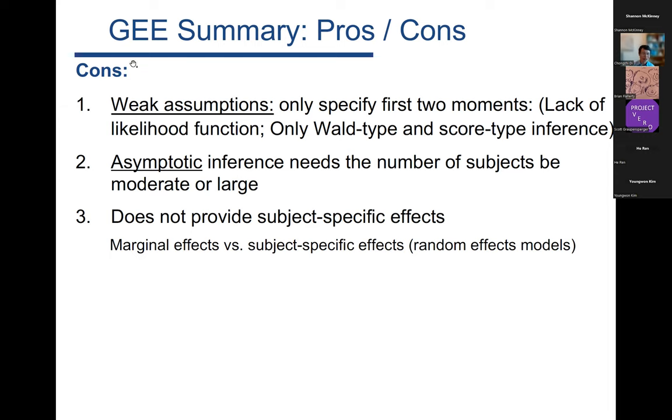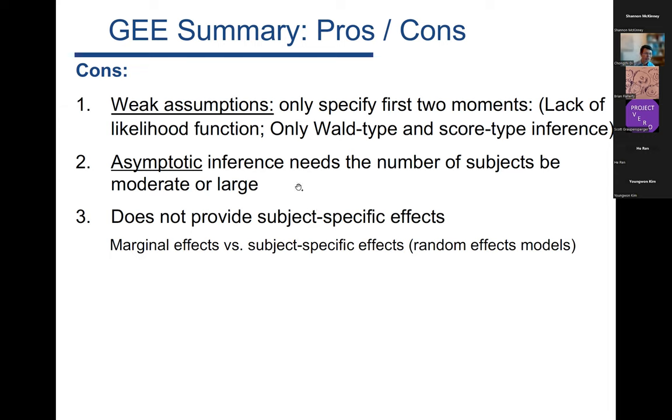And if you are thinking about some cases, let's see, if you have a case where you only have a few subjects, let's say maybe 10 to 20 subjects, but each subject has many observations, in that case, actually the GEE does not work well. So I think that's one thing to keep in mind. The last thing is it does not provide you subject-specific effects. In order to get that, you really have to go to a random effects model.